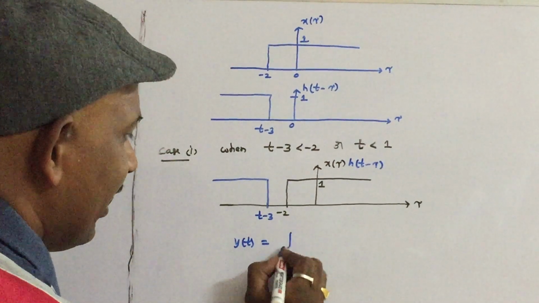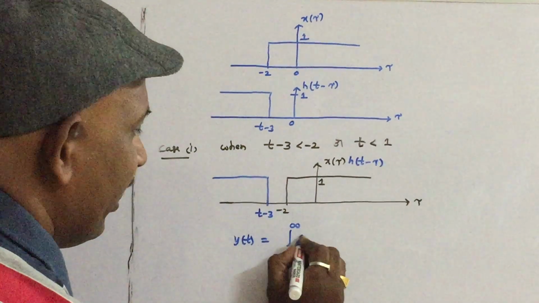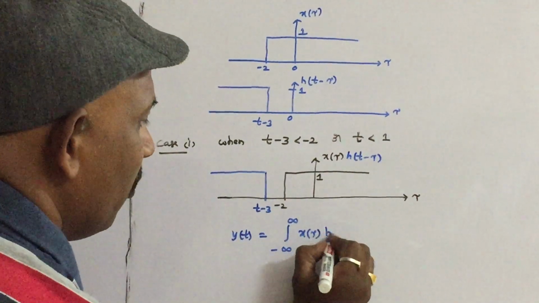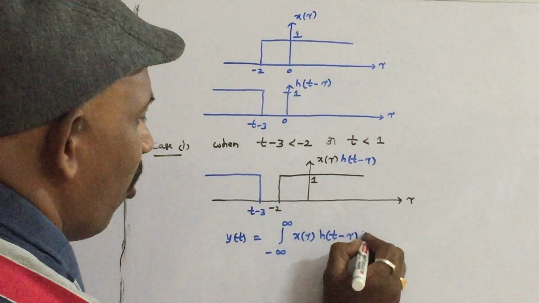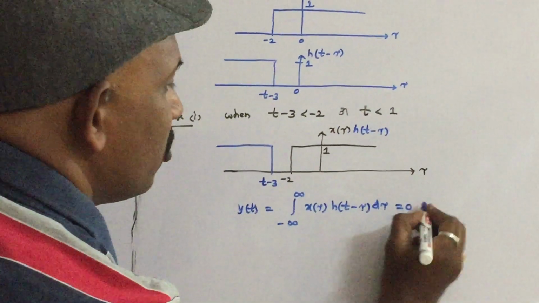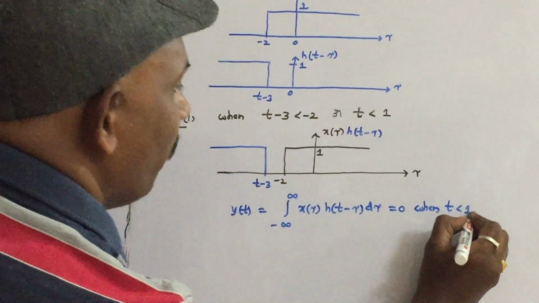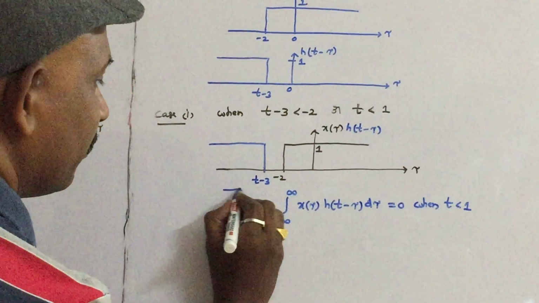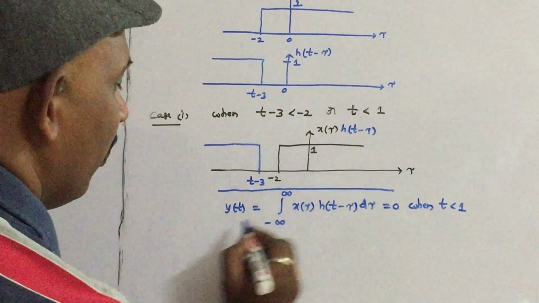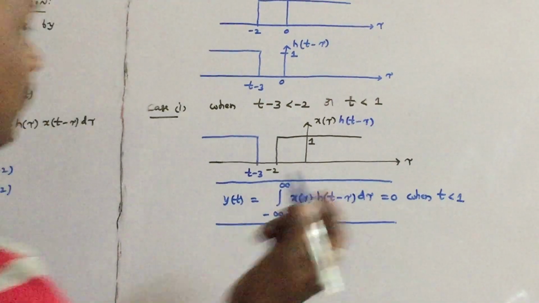y of t is equal to the integral from minus infinity to infinity of x of tau into h of t minus tau d tau, which is equal to 0. When will this happen? When t is less than 1. So this is the first one. Now let us see the second case.